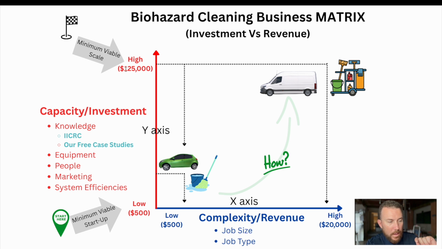Whereas if you have, over a long period of time, scaled up to a minimum viable scale, and you've invested in nice equipment, you've invested in people and knowledge, well, not only can you do these low complex, low revenue jobs, but you can also do the high complex, high revenue jobs over here. So in the next slide, we want to answer how do you scale up from minimum viable startup to minimum viable scale if you don't, for example, have the resources to jump straight in at the minimum viable scale level.